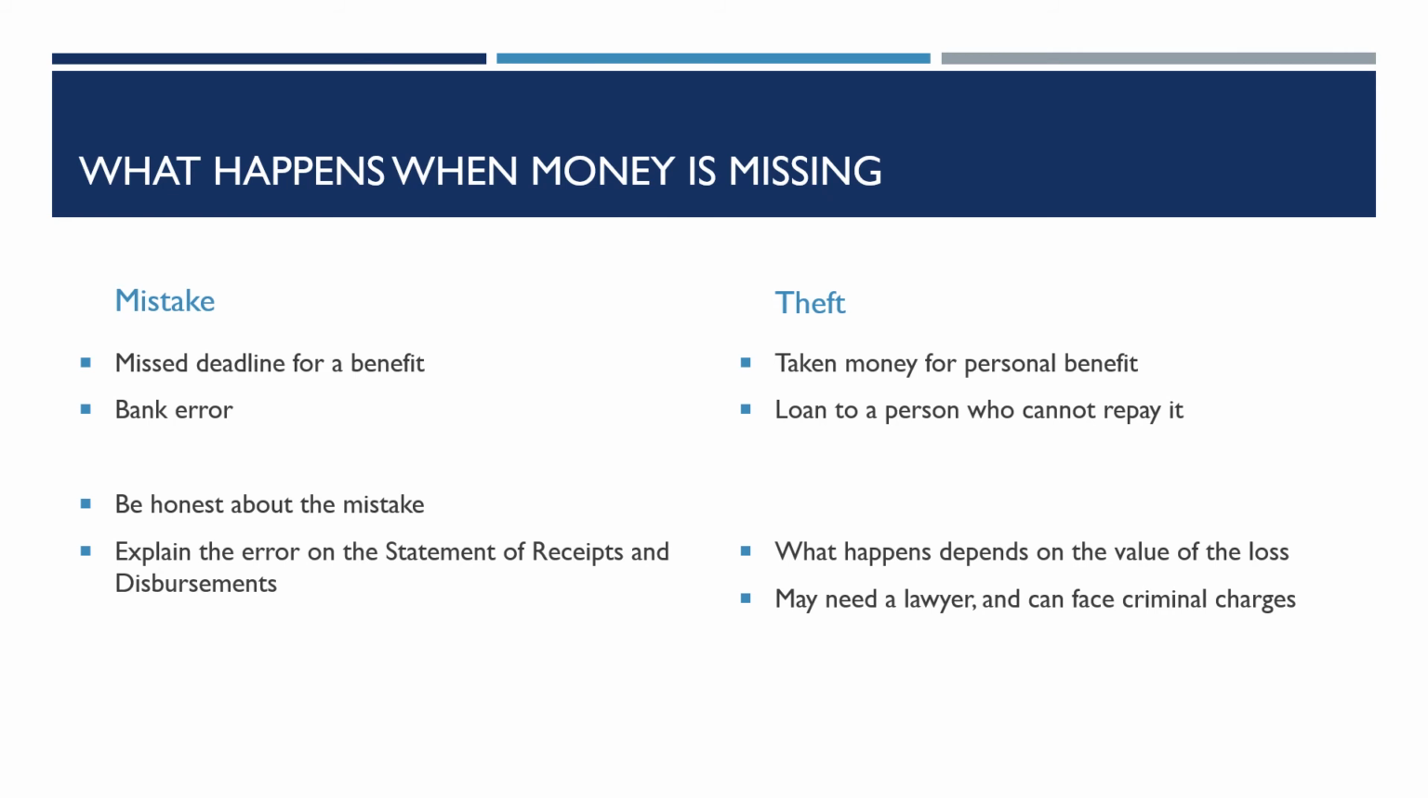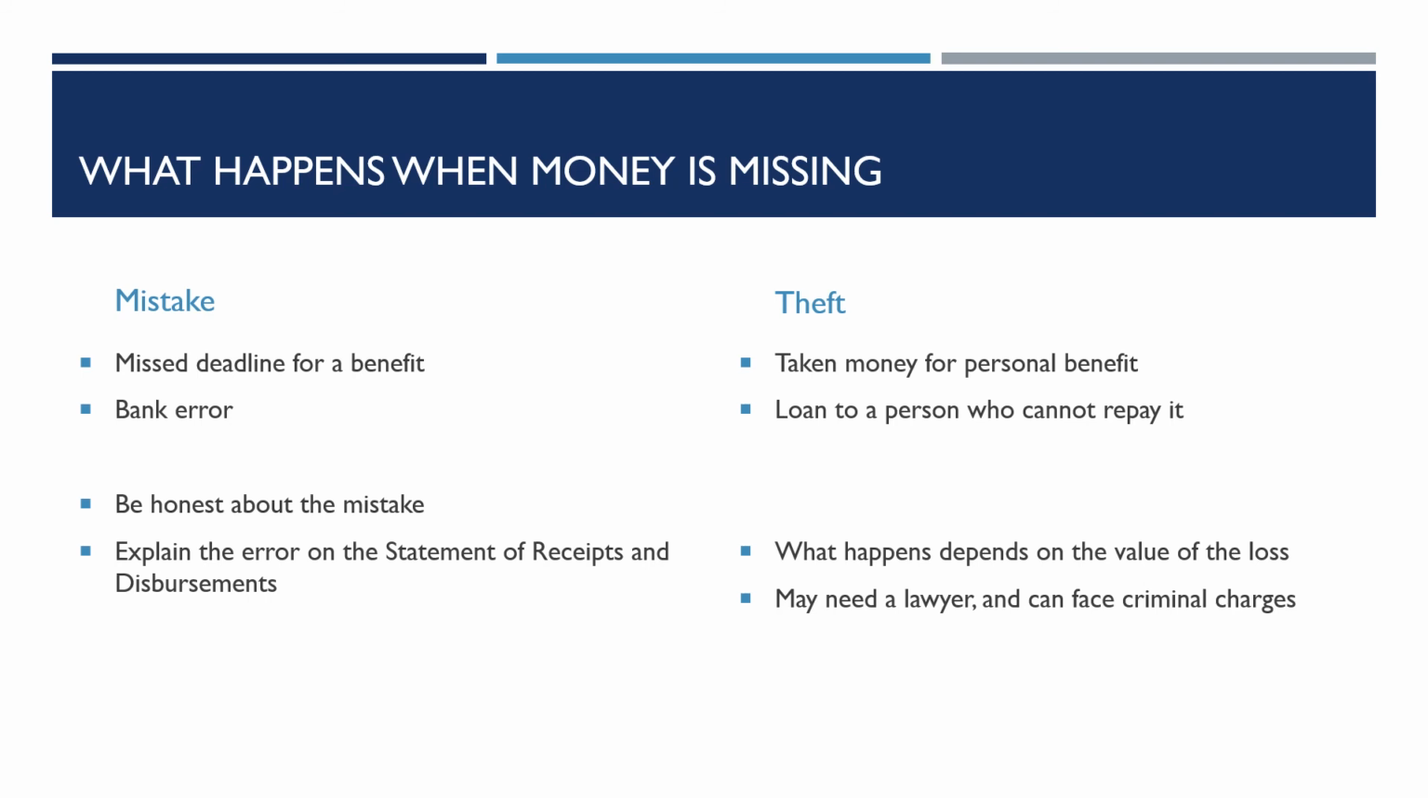Trying to hide the mistake is never a good idea, as the beneficiaries will find out and assume the executor is hiding more errors. Sometimes, money is missing due to theft by the executor. This happens when the executor takes money for his or her personal benefit or lends estate money to someone who isn't able to repay it. Keep in mind that this situation is different than an executor advancing funds to a beneficiary.